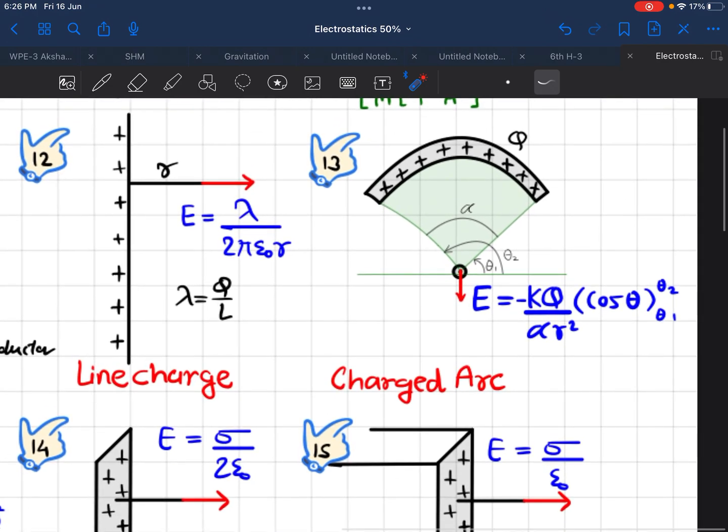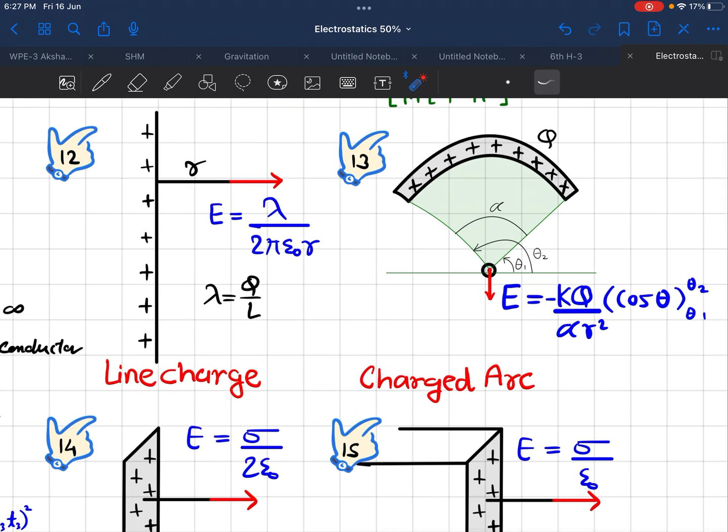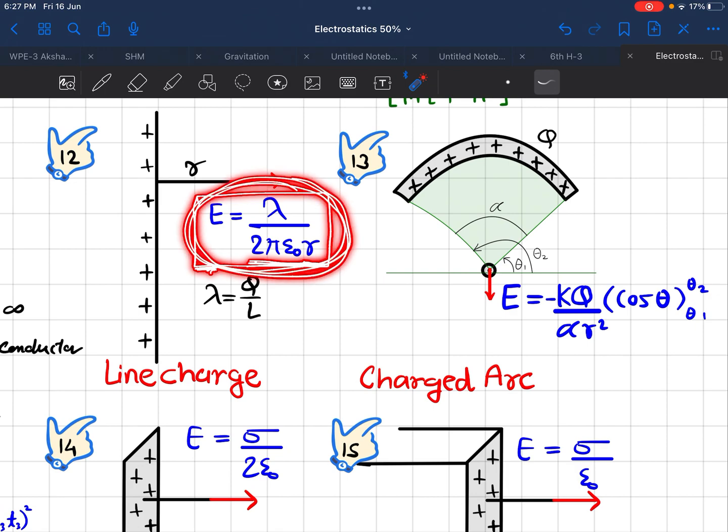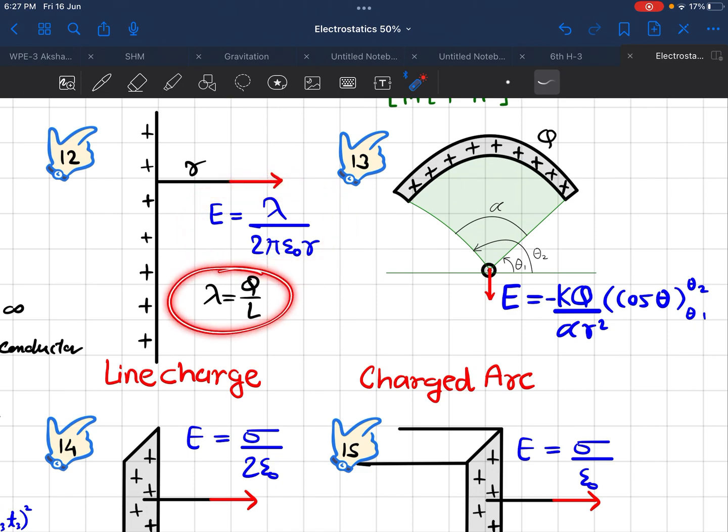Now if we have to find the electric field intensity of an infinitely long line charge, then the electric field intensity of an infinitely long line charge at a distance small r will be E is equal to lambda by 2 pi epsilon naught r, where lambda is linear charge density, total charge by total length.